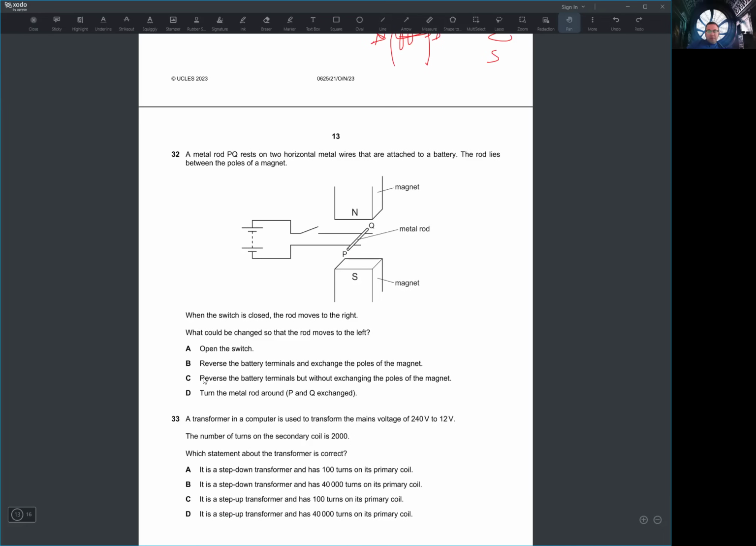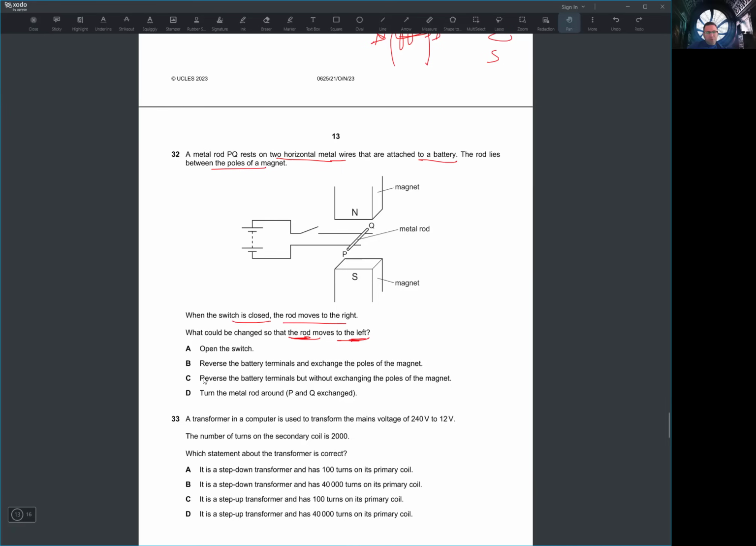A metal rod PQ rests on two horizontal metal wires that are attached to a battery. The rod lies between the poles of a magnet. When the switch is closed, the rod moves to the right. What could be changed so that the rod moves to the left? Well, I can use Fleming's left-hand rule if I want to, but I think I can just use logic here.